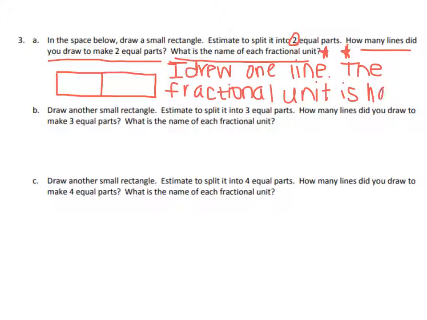Because remember, when we have two, we don't say tooths, we say halves. Let's look at letter B. It says draw another small rectangle. Estimate to split it into 3 equal parts.